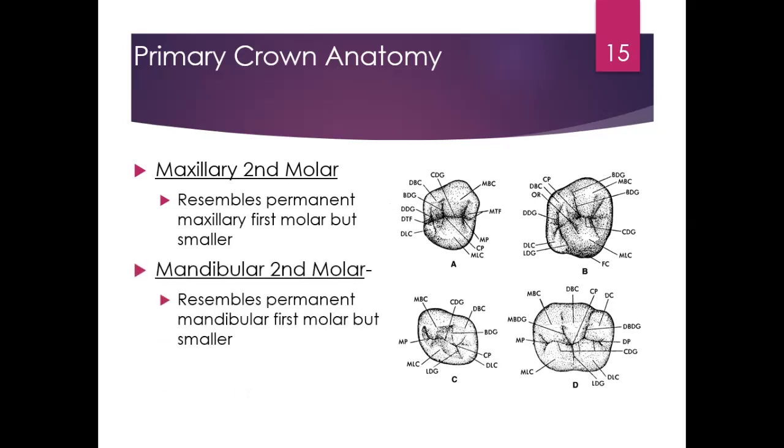The maxillary second molar resembles the permanent maxillary first molar, but it is a little bit smaller. The mandibular second molar resembles the permanent mandibular first molar, but it's smaller as well. So just keep these things in mind when you're doing your clinical examination, so you're not questioning and going back and forth.